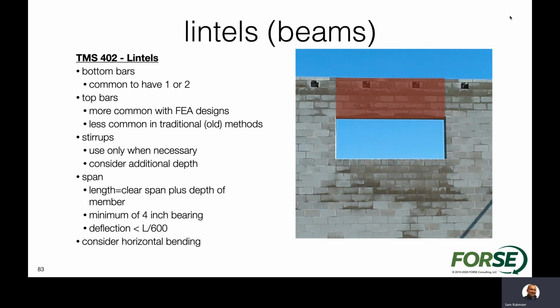Again, lintel elements within the code, it's pretty common to have bottom bars. Top bars are becoming more common with finite element designs. We can introduce stirrups into lintels if we have very limited depth, but it's going to be a lot easier to simply add more courses and add more depth to a masonry lintel to solve for that shear and not use stirrups. But stirrups are a potential option that you can consider. And then you have the code defining certain lengths based on the span plus the depth of the lintel. And again, you can always consider horizontal bending in addition to the vertical bending, and that's going to be a lot easier to do with the masonry element as well.